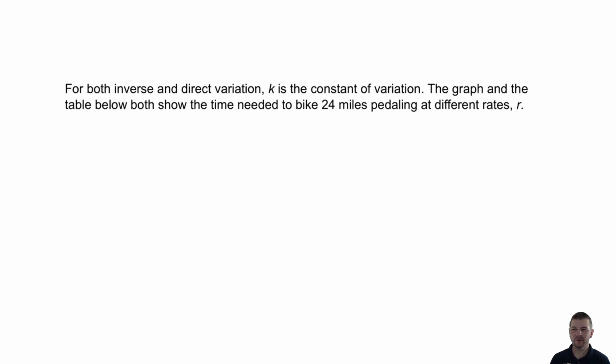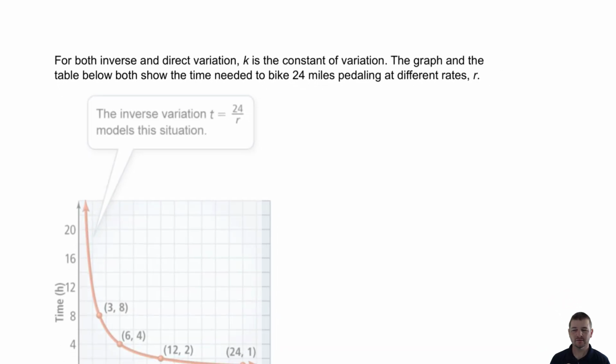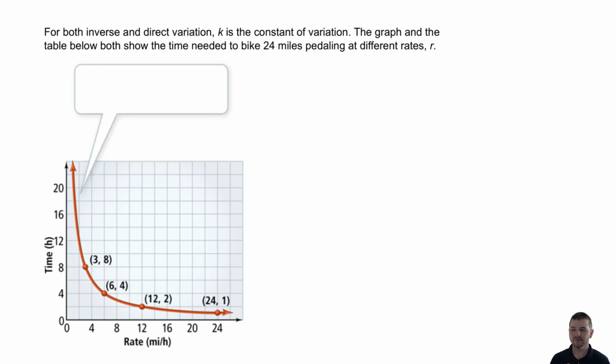The graph and the table below both show the time needed to bike 24 miles, pedaling at different rates r. First, note the graph on the left. Our horizontal axis is rate in miles per hour, and our vertical axis is time in hours. We have a graph and several points labeled: 3, 8, so 3 miles per hour, associated with a time of 8 hours; 6, 4; 12, 2; and 24, 1. Note the inverse variation, t equals 24 divided by r, models this situation.